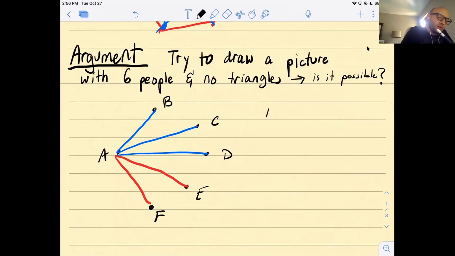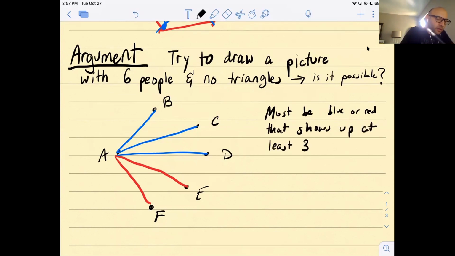So there must be 1 color, blue or red, that shows up at least 3 times. The pigeonhole principle is a really, really simple principle, but it's one of the deepest ones, and it can get you to really interesting ideas. It's incredible how simple it is, but very powerful. Okay, please hit yes if you understood that idea, because you might not have seen that idea before.